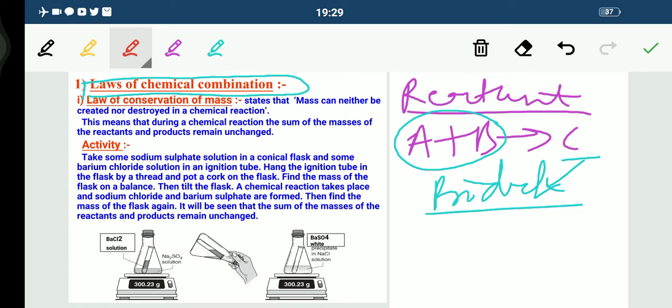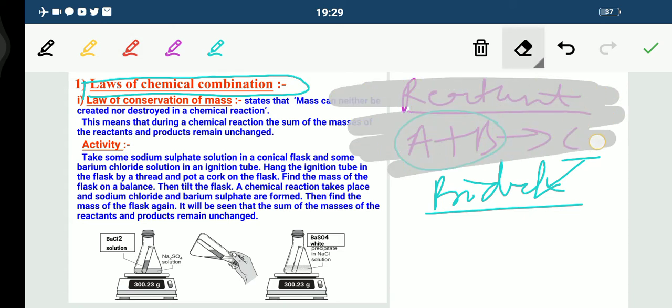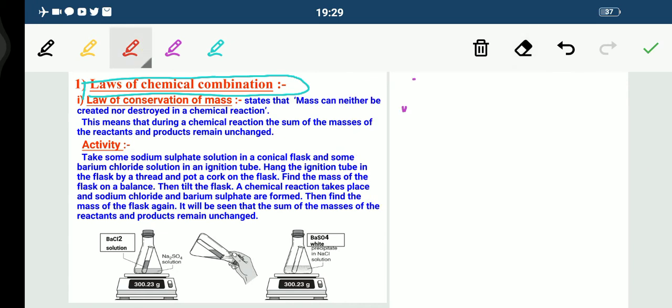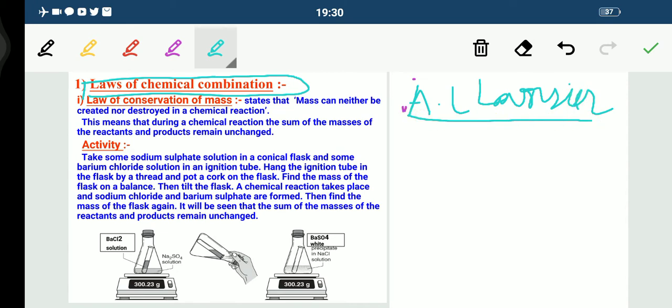So whenever reactants react together to form the product, they do this with the help of these laws that we are going to study now: the law of conservation of mass and the law of definite proportion. Students, remember this thing that Antoine L. Lavoisier is the name of the person who laid the foundation of chemical sciences by establishing two important laws of chemical combination that we are going to study now.